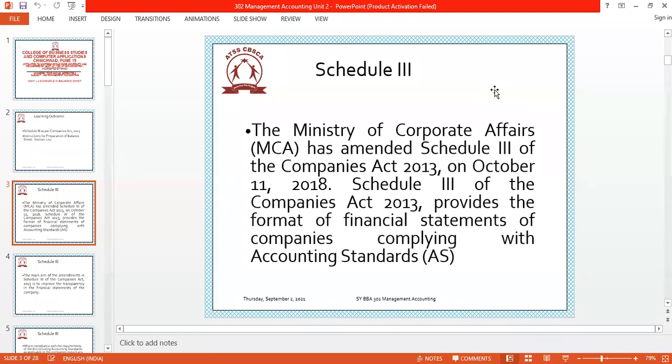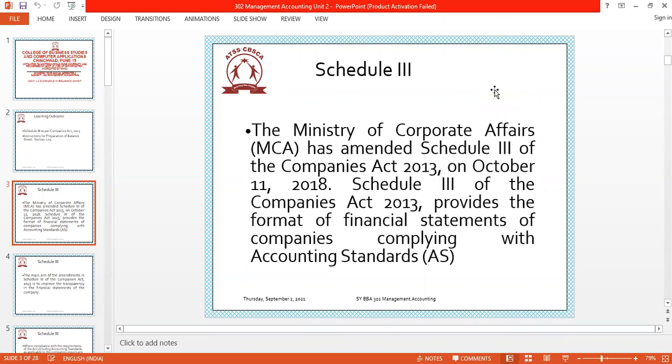The Ministry of Corporate Affairs (MCA) has amended Schedule 3 of the Companies Act 2013 on October 11, 2018. Schedule 3 of the Companies Act 2013 provides the format of financial statements of companies complying with accounting standards AS. Yes. So we are discussing the Schedule 3. So what is Schedule 3 and who has brought this Schedule 3?